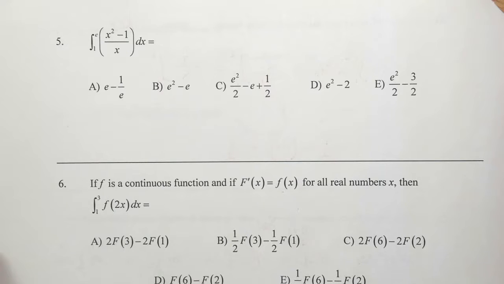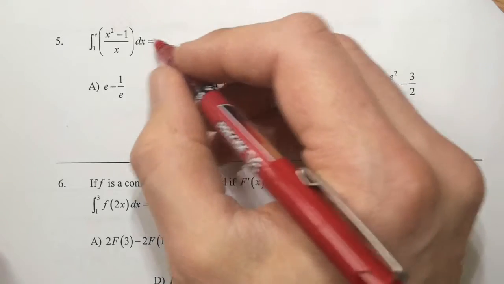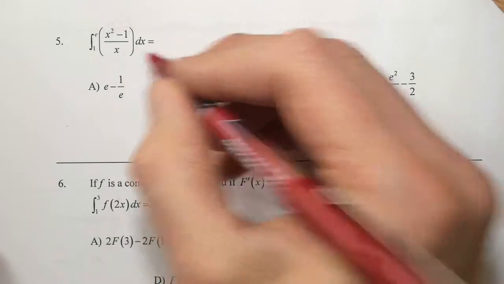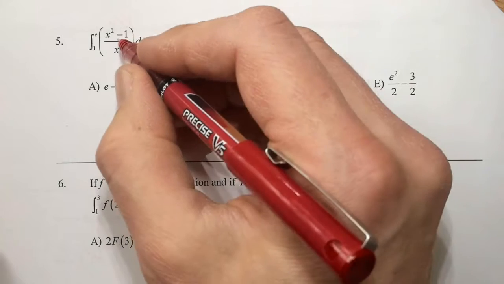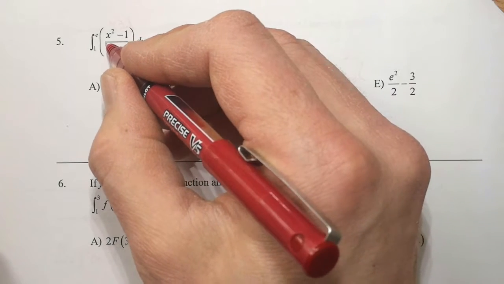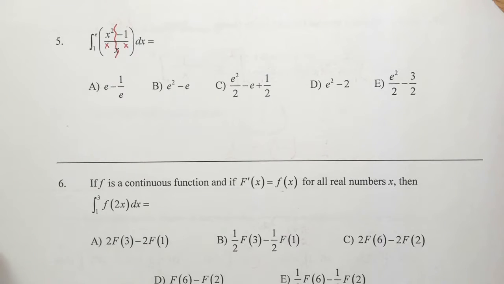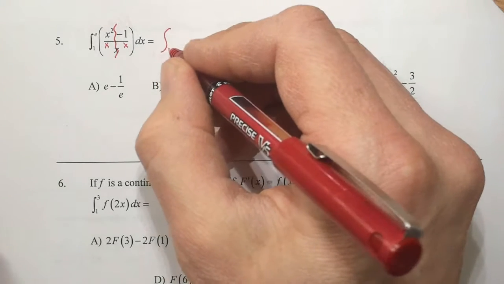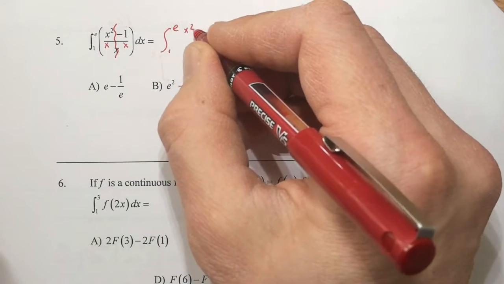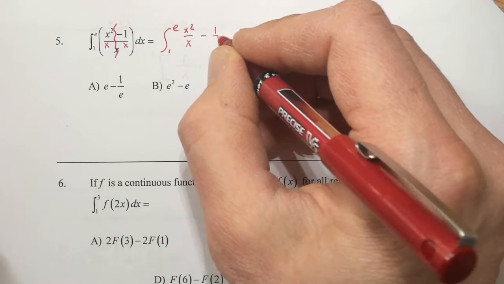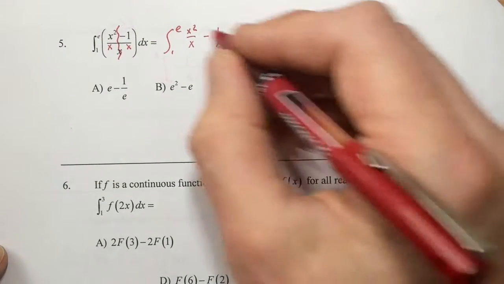Number 5 looks like it should be a u substitution problem because of the fraction. However, it's not the case. We have a single term, a monomial, in the denominator, which means that we can in essence divide both parts of the numerator by that x. So we have the integral from 1 to e of x squared over x minus 1 over x dx.